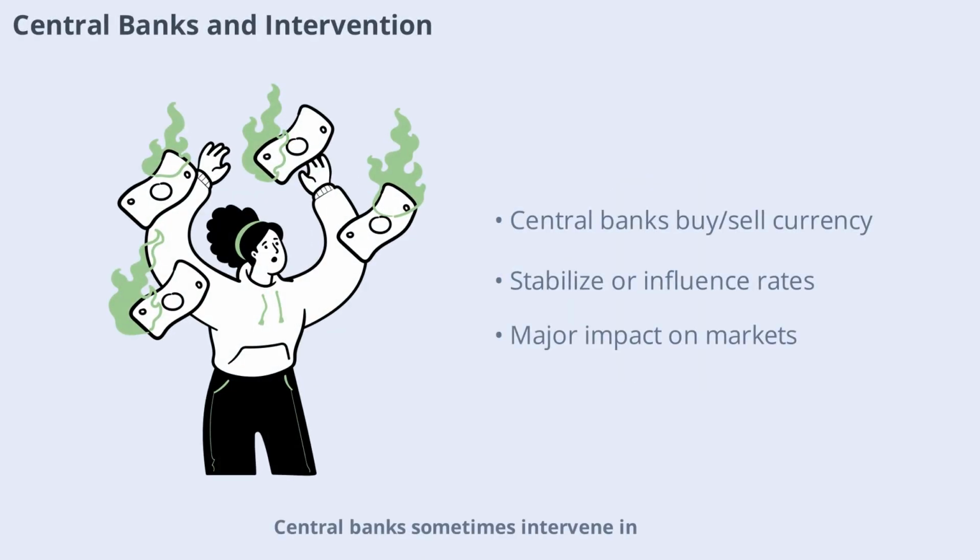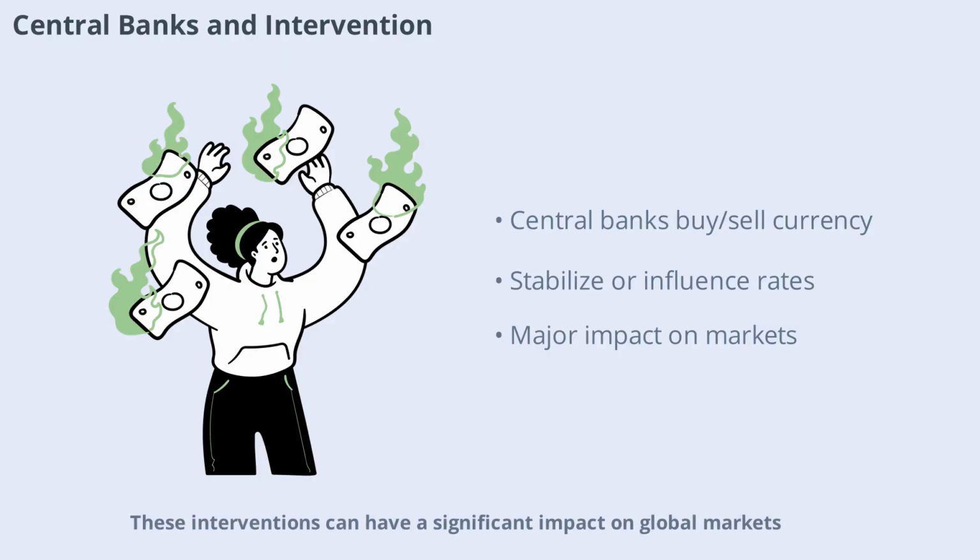Central banks sometimes intervene in currency markets to influence exchange rates. They may buy or sell their own currency to stabilize its value or achieve economic goals. These interventions can have a significant impact on global markets, especially when major economies are involved. Understanding central bank actions helps explain sudden changes in exchange rates and their broader effects.